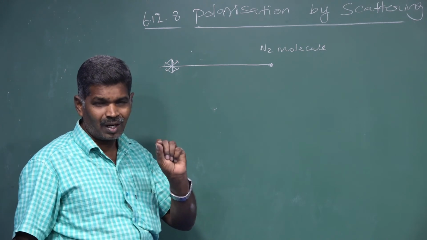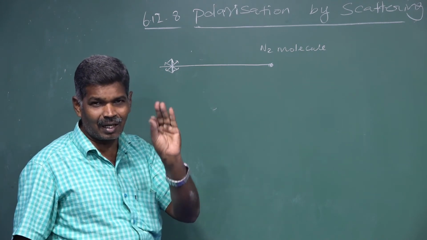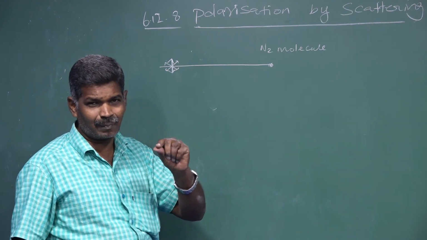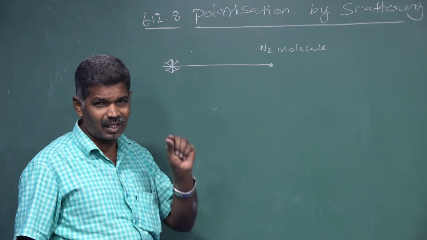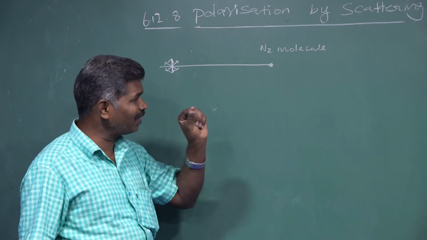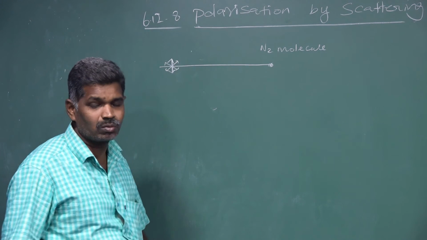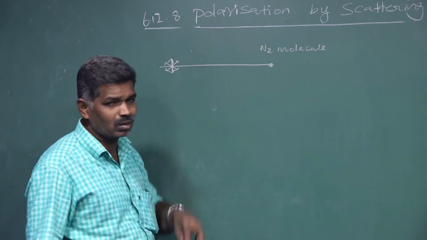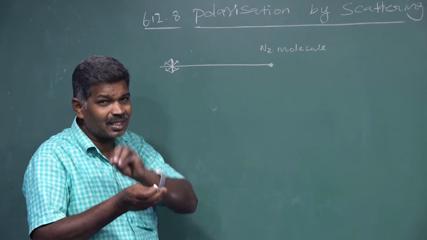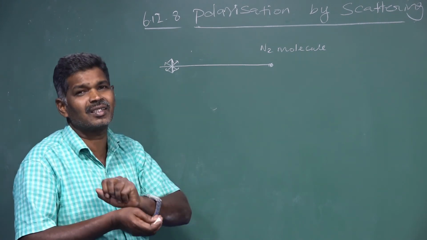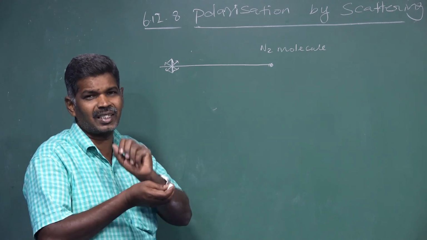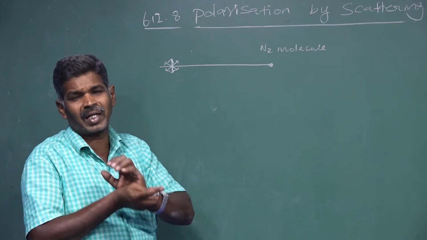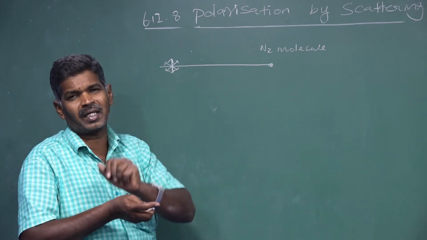An electromagnetic wave has an electric vector and a magnetic vector. The electric vector is called the light vector. That electric field falls on this molecule and interacts with the electrons. When this energy interacts with the electron, the electron vibrates in two perpendicular directions.